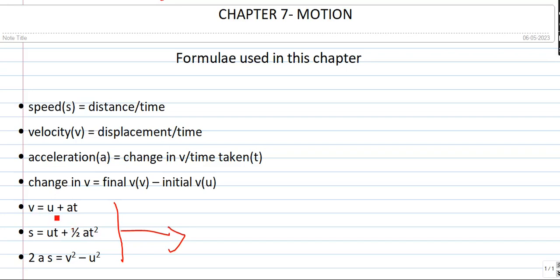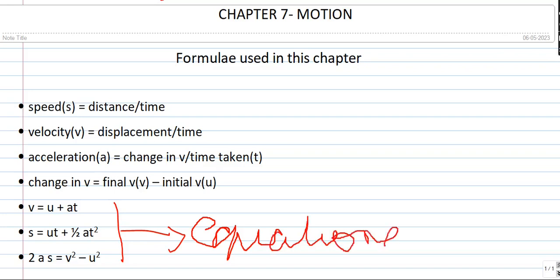v is the final velocity, u is the initial velocity, a is the acceleration, t is the time taken. Here s is the displacement. Again u is initial velocity, t is the time taken, a is the acceleration. a is acceleration, s is the displacement, v is the final velocity and u is the initial velocity. So these three consist of the equations of motion.